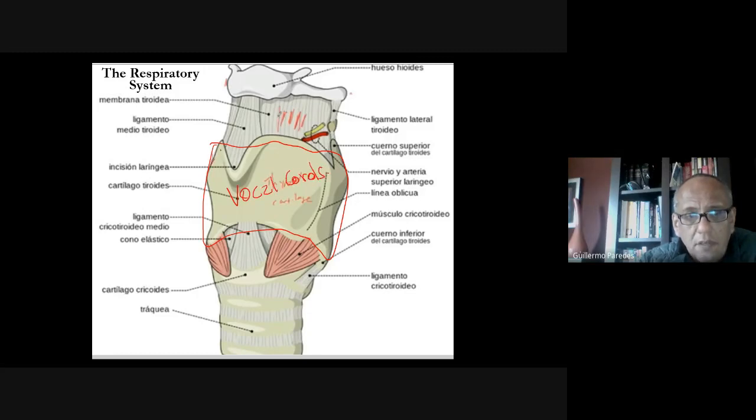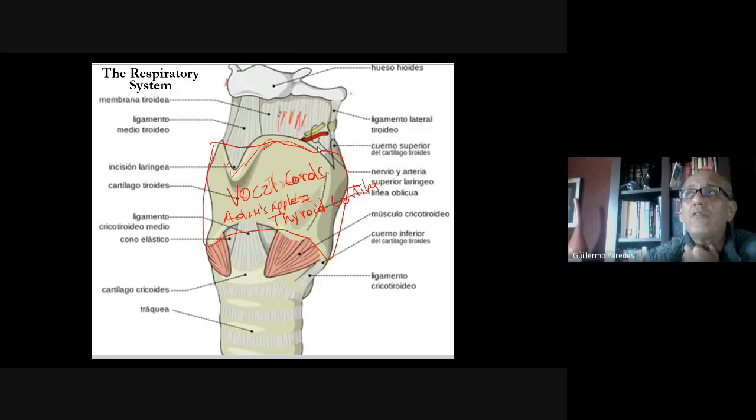Can you see this structure that is called the Adam's apple? That is the thyroid cartilage. Thyroid cartilage. So touch your Adam's apple. You're not going to call it Adam's apple anymore. You're going to call it the larynx.